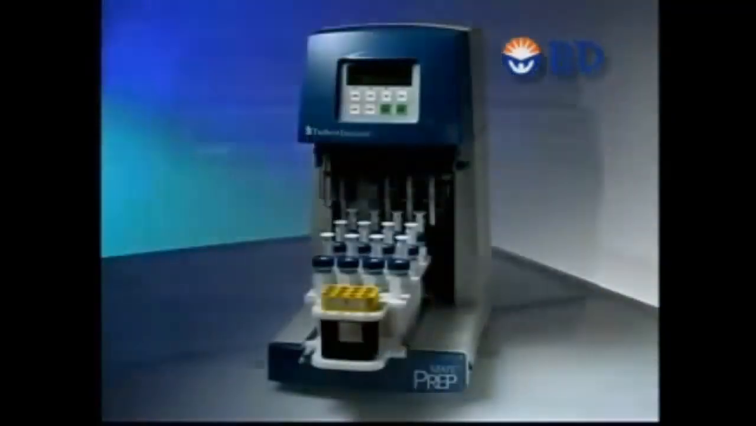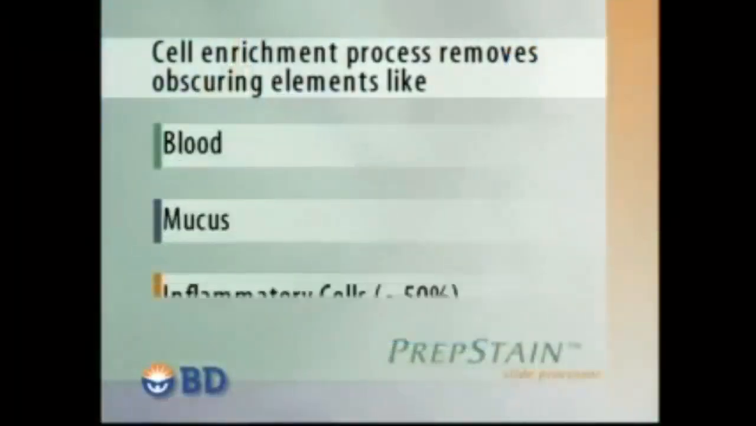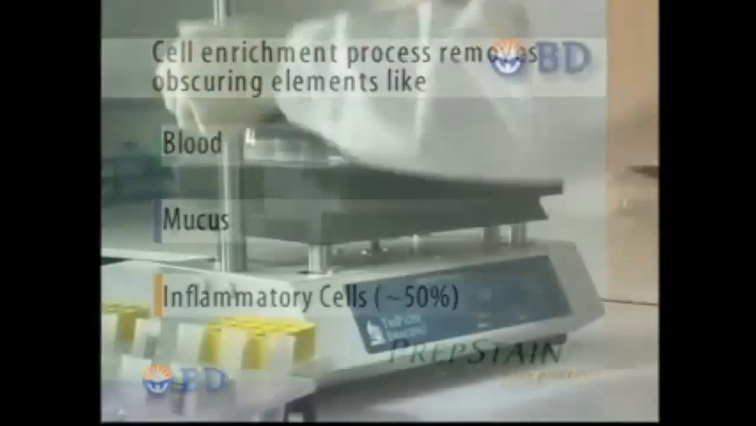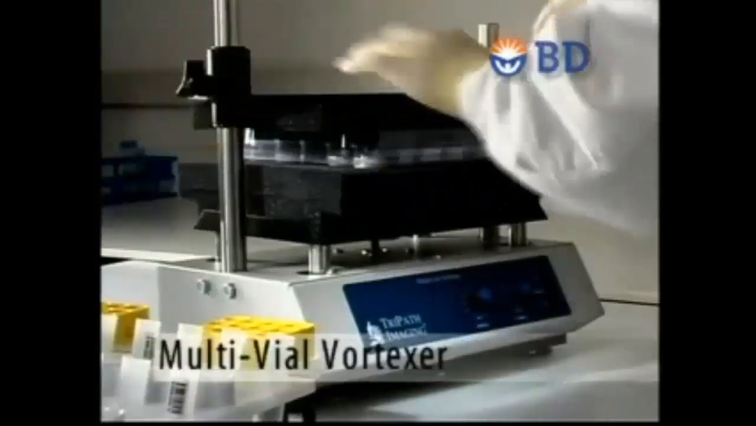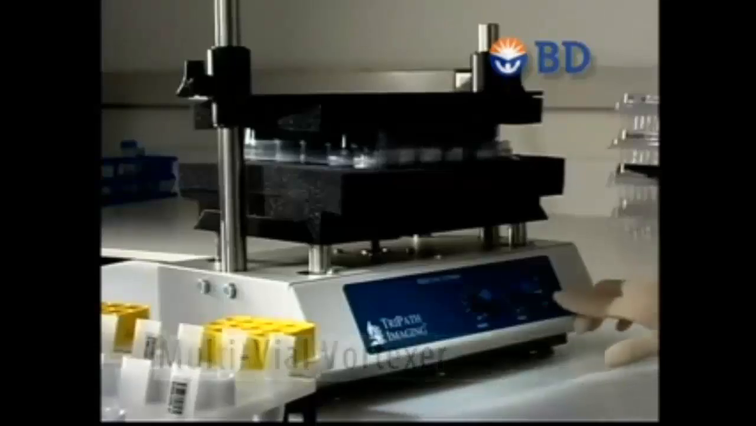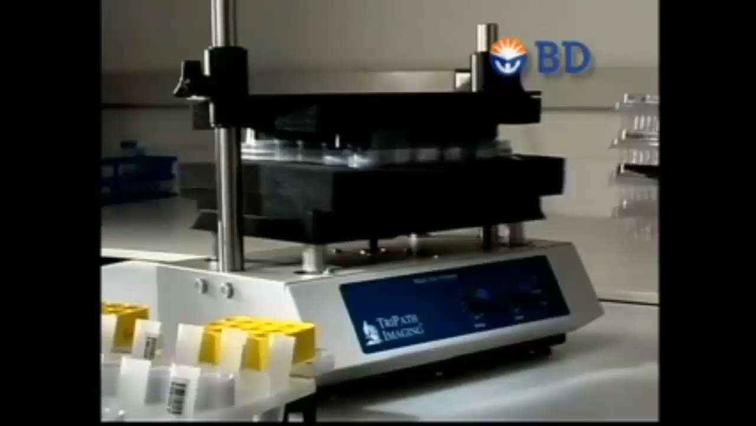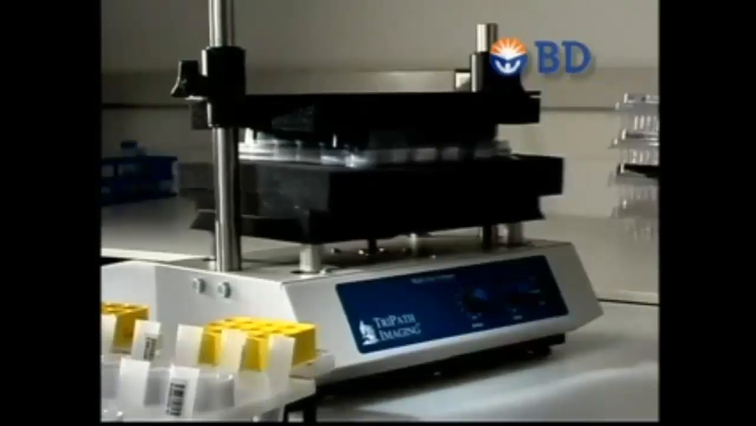Our proprietary cell enrichment process removes obscuring elements like blood, mucus, and inflammatory cells. This process is what provides the SurePath difference in sample clarity and homogeneity as compared to the conventional Pap method. Once accessioning is complete, a tray of SurePath vials is placed onto a multi-vial vortexer for 15 to 20 seconds. Vortexing randomizes the cell sample, partially disaggregating any cell clusters, and helps free any cells clinging to the submersed collection device.